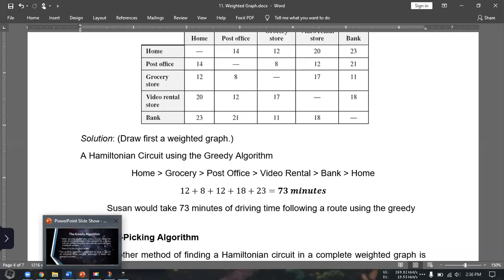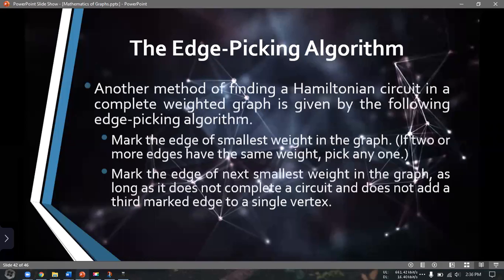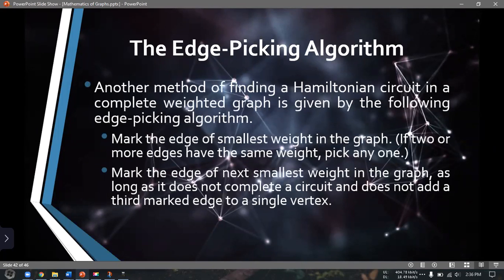Edge picking algorithm. Here it is. Mark the edge of the smallest weight in the graph. If two or more edges have the same weight, pick anyone.